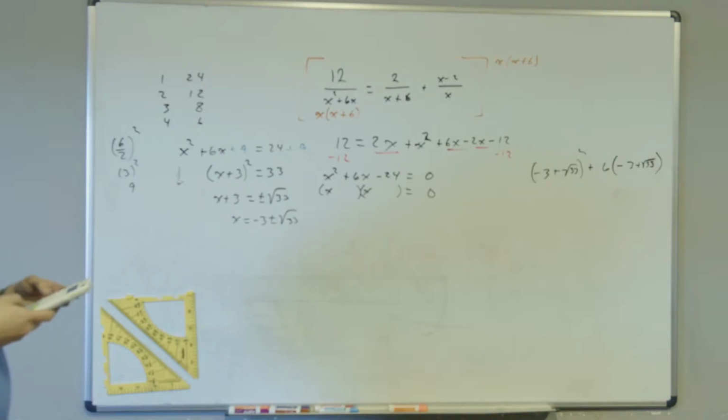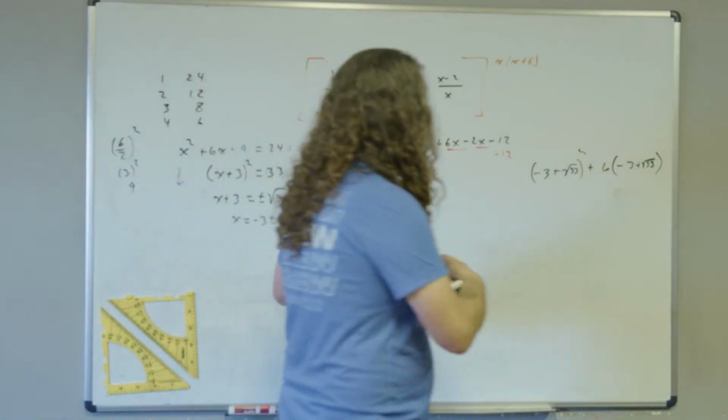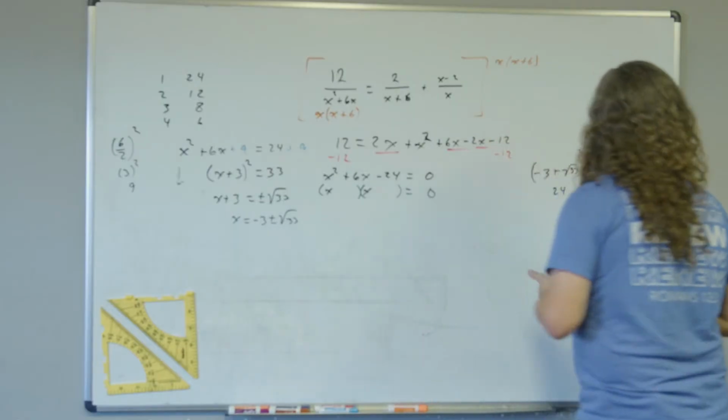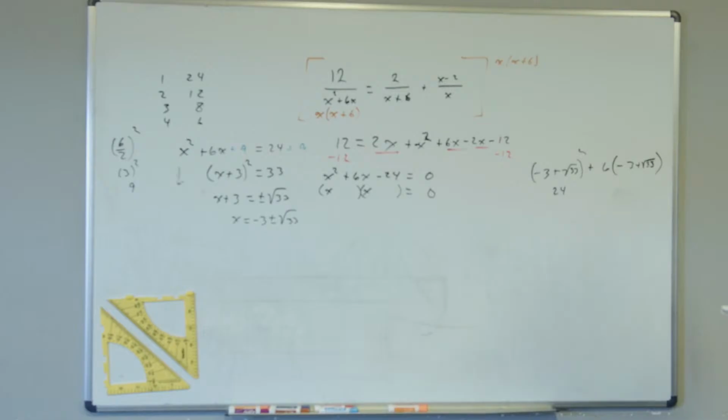Negative 3 plus square root 33, close parentheses, squared, plus 6 times negative 3 plus square root 33. That one definitely equals 24. I agree with you. Let's see if this one equals positive 24 as well. Did you already double check them both? I'm double checking by putting negative 3 plus root 33 in and then doing that. Gotcha.